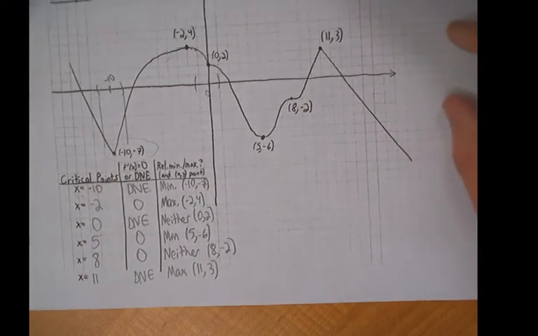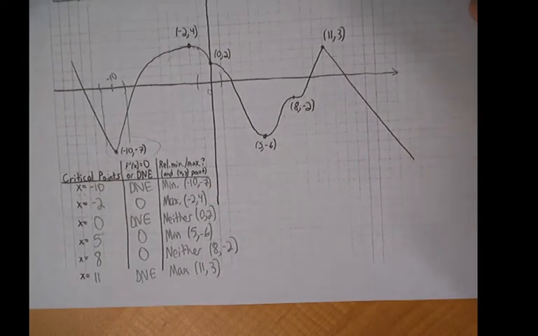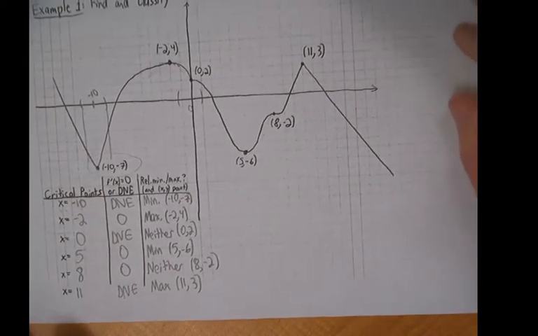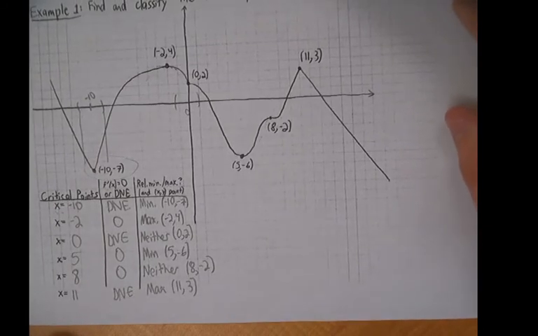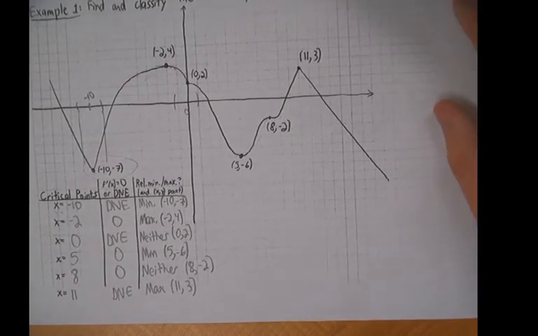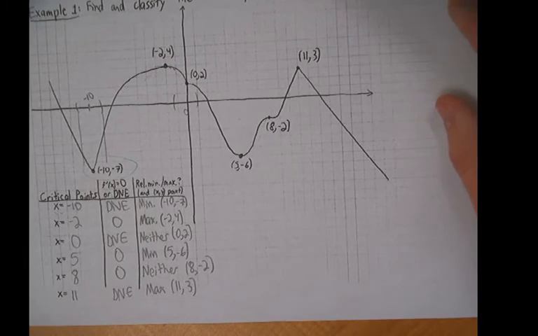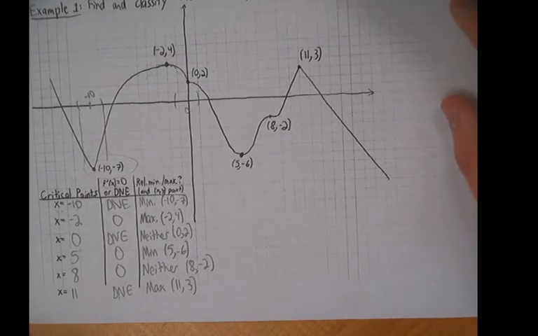All right. And that's example 1, because we've exhausted all the points at which we have a critical point. Any questions on any of that? All right. So let's move on to example 2.